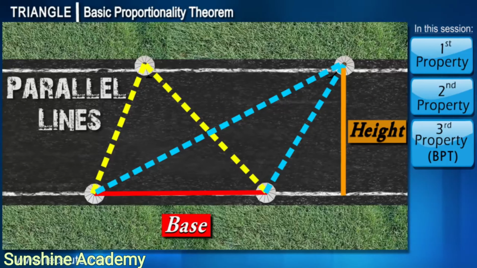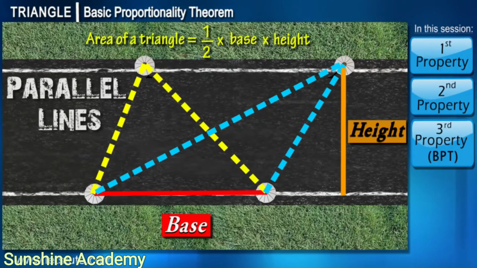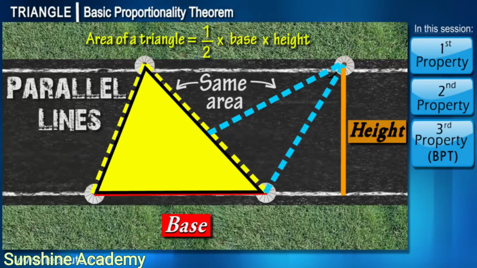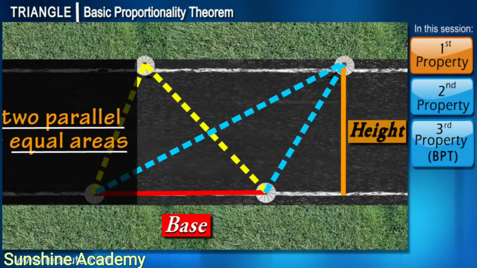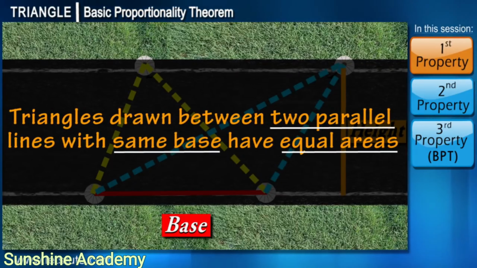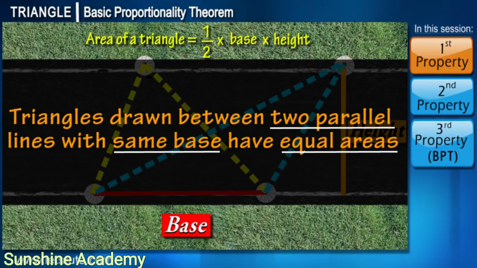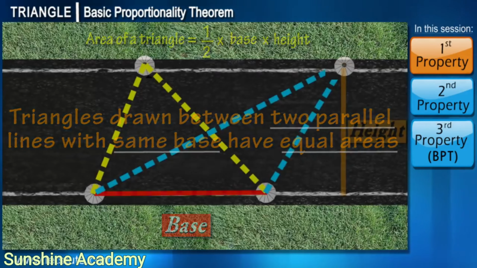So when we calculate area, we use the formula half into base into height. Since height and base are equal for both the triangles, its area will also be equal. Now, what does this imply? It implies when two triangles are drawn between two parallel lines with same base, then their areas are equal. Let's try some other combination of triangles and see what we learn through this example.